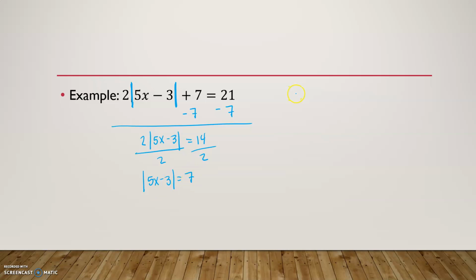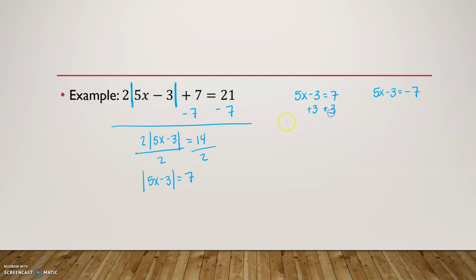I'm going to drop my absolute value bars and I'm going to write this twice. 5x minus 3, I'm going to first set it equal to 7. And then the second time, I'm going to set it equal to negative 7. And again, remember, I'm just trying to make what's inside the absolute value bars equal to 7 and negative 7, because both of those, when I take the absolute value, give me 7.